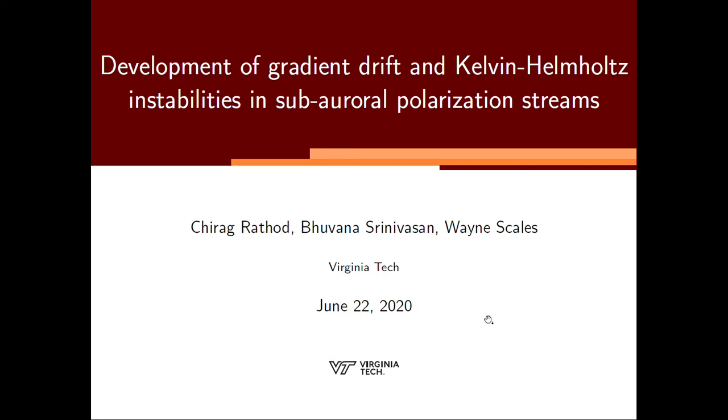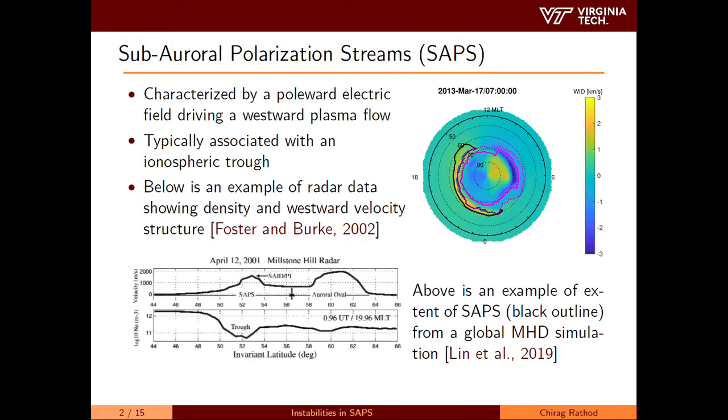Hi, my name is Shragarthoid, and today I'll be talking about the development of gradient drift and Kelvin-Helmholtz instabilities in sub-auroral polarization streams. I'll also be discussing a model that I have developed that allows us to look at these ionospheric turbulence generation mechanisms at much greater detail and much smaller scales. And it's general enough to be used for other ionospheric applications.